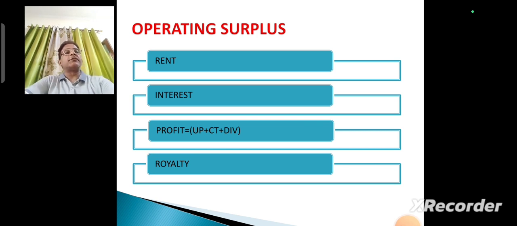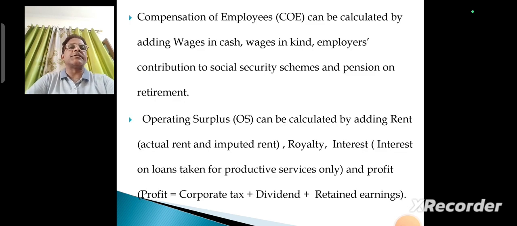I hope you have understood this perfectly. So operating surplus will be a sum of rent, interest, profit, and royalty. Just in case profit is not given as a whole, then undistributed profit, corporation taxes, and dividends have to be taken into consideration. So this particular slide, again, you can read. It talks about all that I have just discussed with you. This is regarding compensation of employees, and this is about the operating surplus.